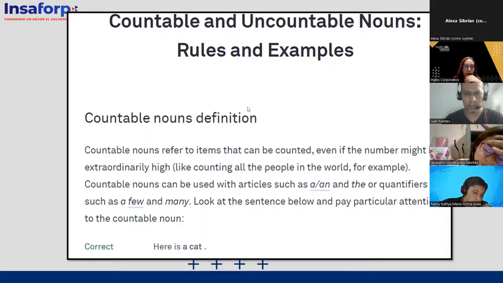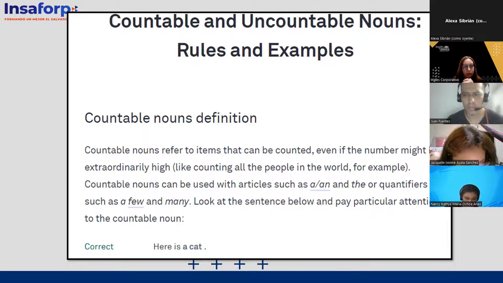Para identificarlo, por ejemplo, si quiero decir pocos o pocas, puedo decir few, a few. Por ejemplo, I have a few friends, ¿ok? Tengo pocos amigos, ¿ok? Tengo unos pocos amigos. I only have a few friends. Yo solo tengo unos pocos amigos, ¿ok?